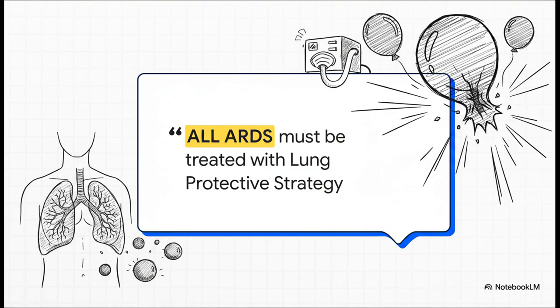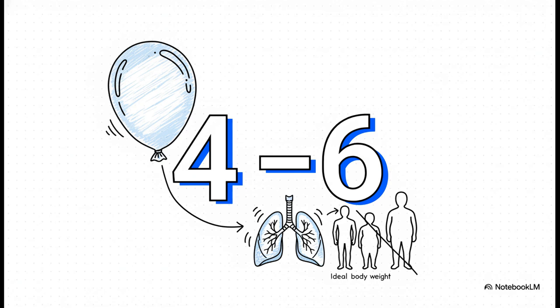Because of that fragile middle layer constantly snapping open and closed, the absolute golden rule of ARDS is that all patients require a lung protective strategy. If you blast this lung with normal, large volumes of air, you will cause ventilator-associated lung injury. You're basically popping the few remaining healthy alveoli like an overinflated balloon. We definitely do not want that. To protect that fragile balloon, you've got to remember this magic number.